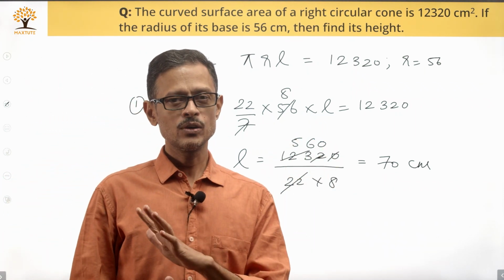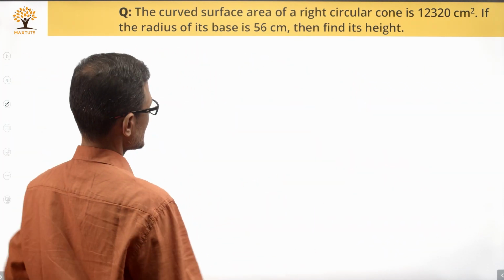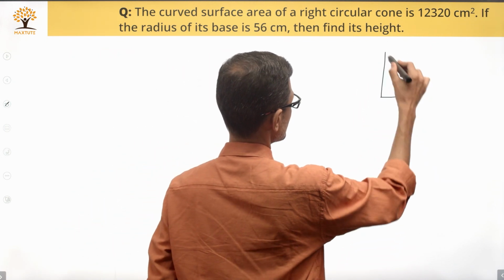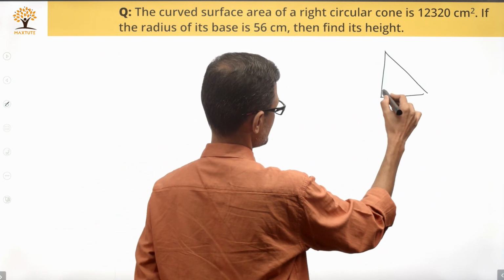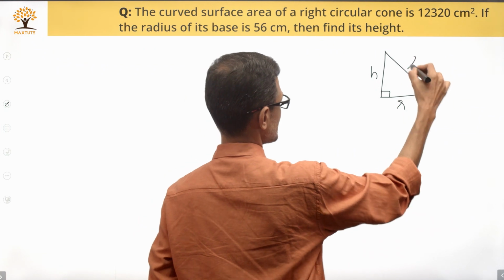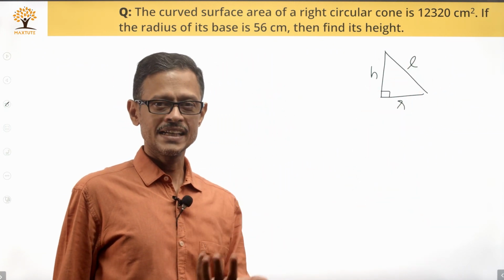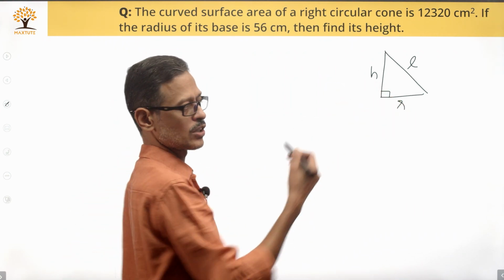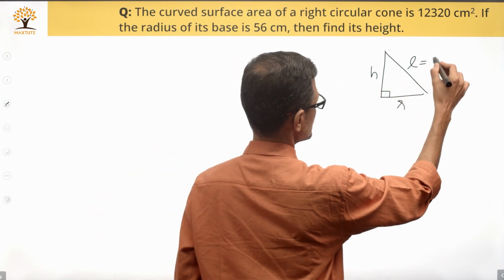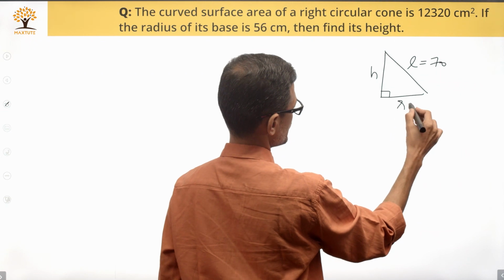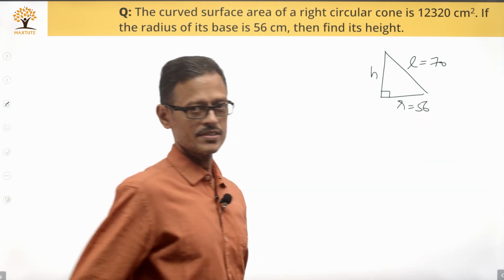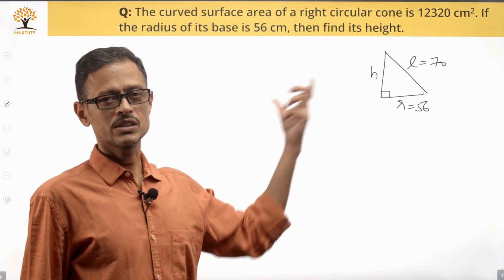Step 2, we are going to be finding out the height. We know that the slant height and radius essentially form a right triangle. Radius, height of the cone and slant height will form a right angle triangle, but the slant height is the hypotenuse and radius and height are the perpendicular sides. This is equal to 70, we computed in the last step, and this is given in the question as 56. So all that is left is finding out the value of the height.